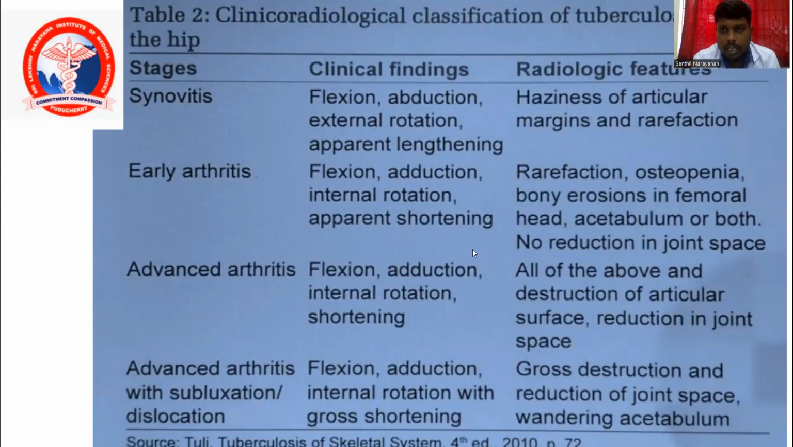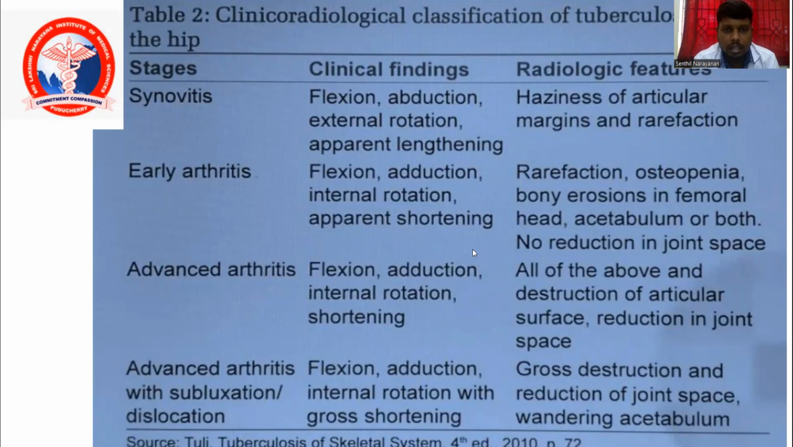Now, the clinico-radiological classification of tuberculosis of the hip. There are four stages. The first is the initial stage of synovitis. The clinical findings in this stage are flexion, abduction, external rotation, and apparent lengthening. The radiological features are haziness of the articular margin and rarefaction. There is some effusion in the joint. The hip joint can accommodate maximum effusion in the position of flexion, abduction, and external rotation. Apparent lengthening is there. In radiology, there is some haziness of the articular margin and rarefaction.